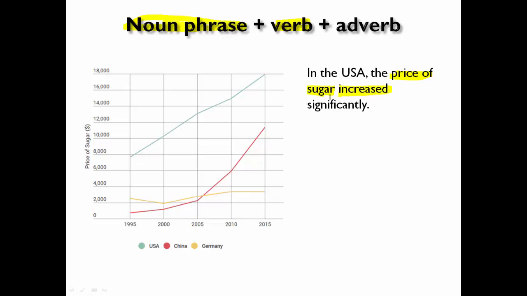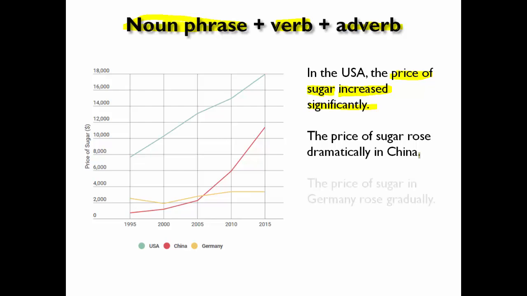increased. We change increase to the past because we're talking about the past here. So we add ed. And then the adverb is significantly. So noun phrase, price of sugar. Verb, increased. Adverb, significantly. The price of sugar rose dramatically in China. So we've changed this a little bit. Instead of putting the country at the beginning of the sentence, we've put the country at the end of the sentence. You can do either. The price of sugar, noun phrase. Rose, verb, dramatically, adverb in China.